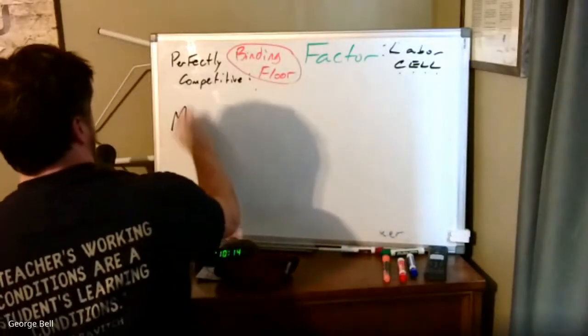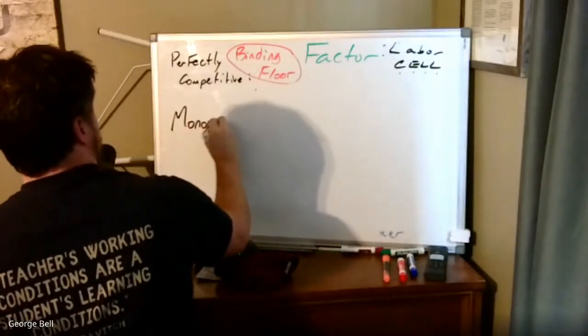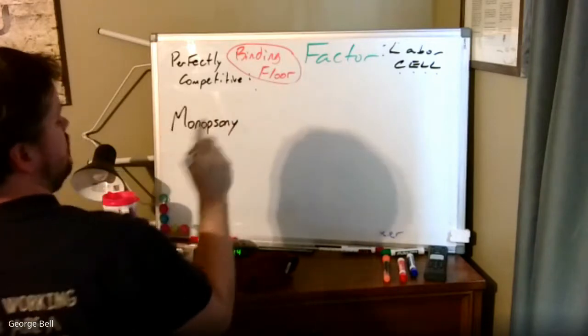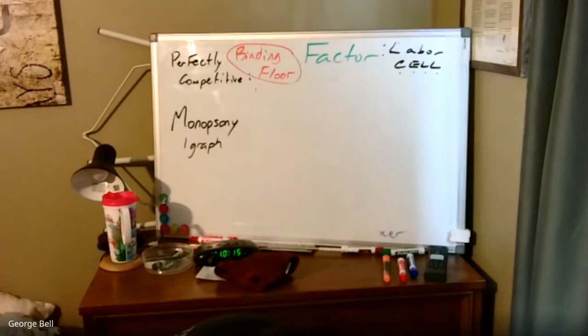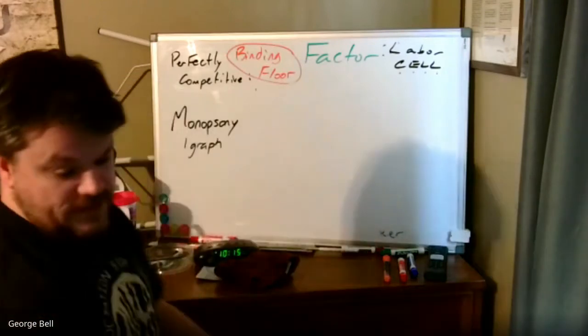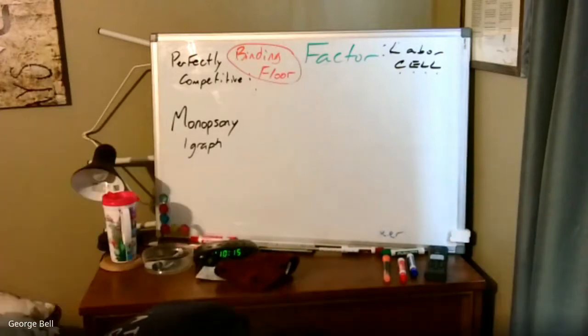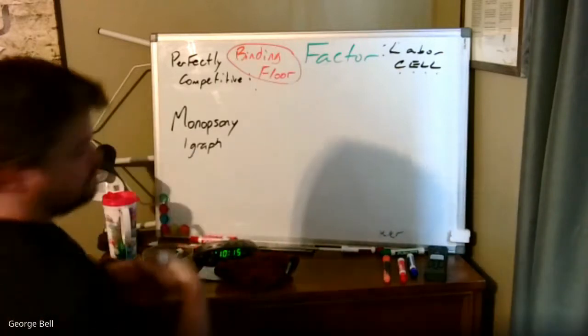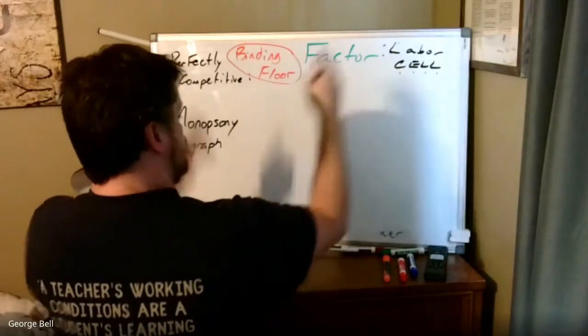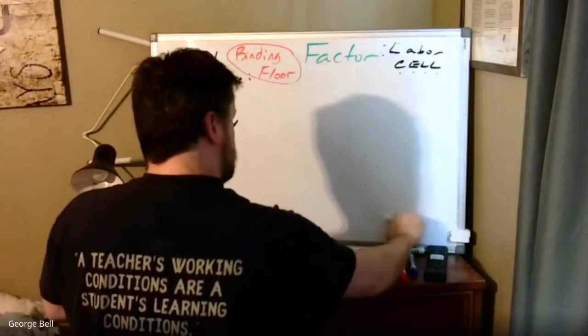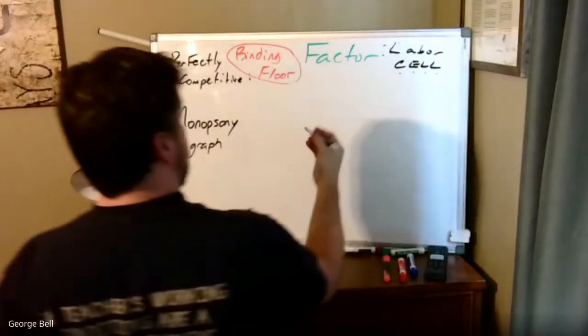And so when drawing monopsony, start by knowing that there's only one graph. There's only going to be one graph because in monopsony, there's only one firm. That's just like monopoly in your previous unit. And so a perfectly competitive side-by-side is drawn as two graphs because there are many firms. Monopsony is only one graph.